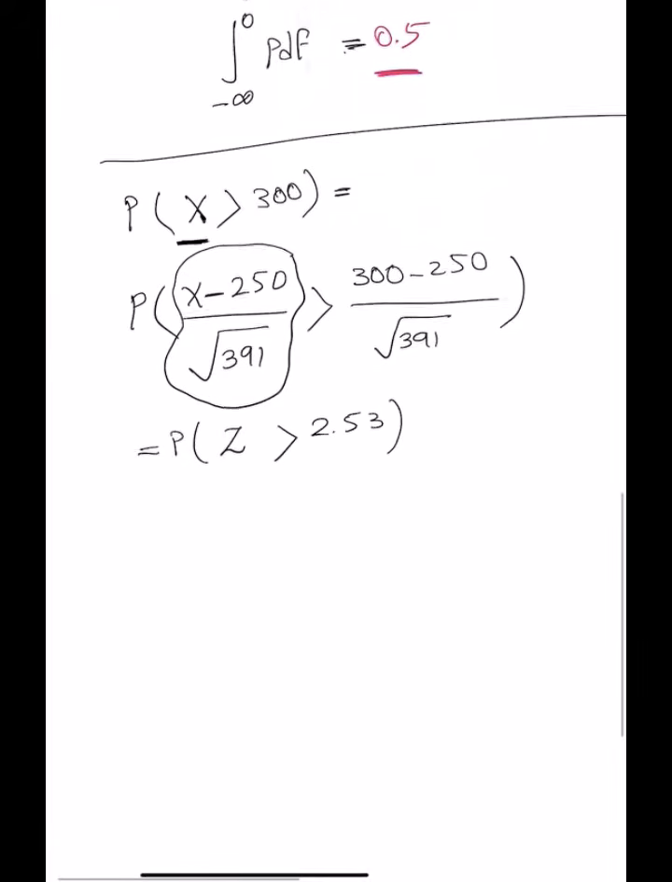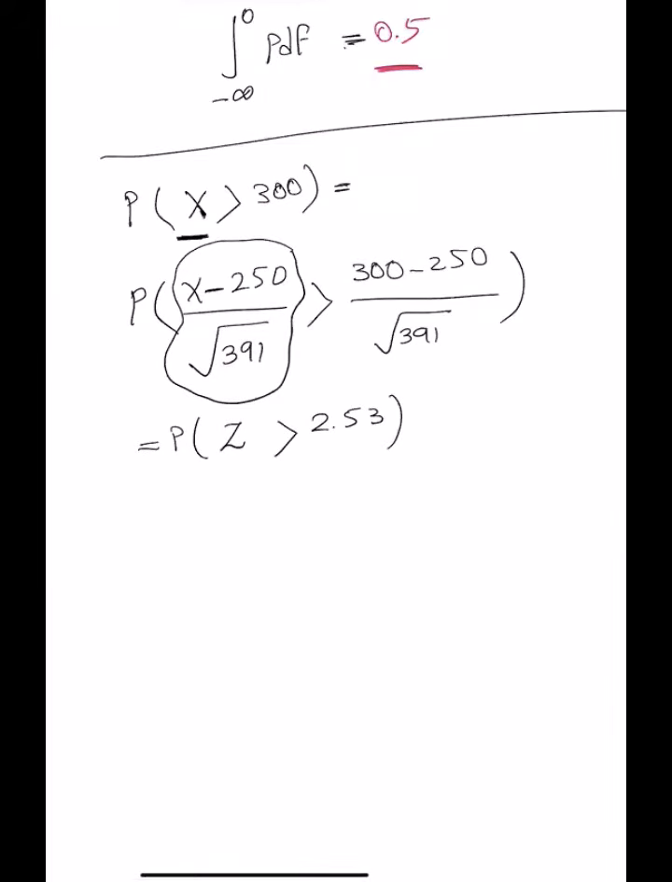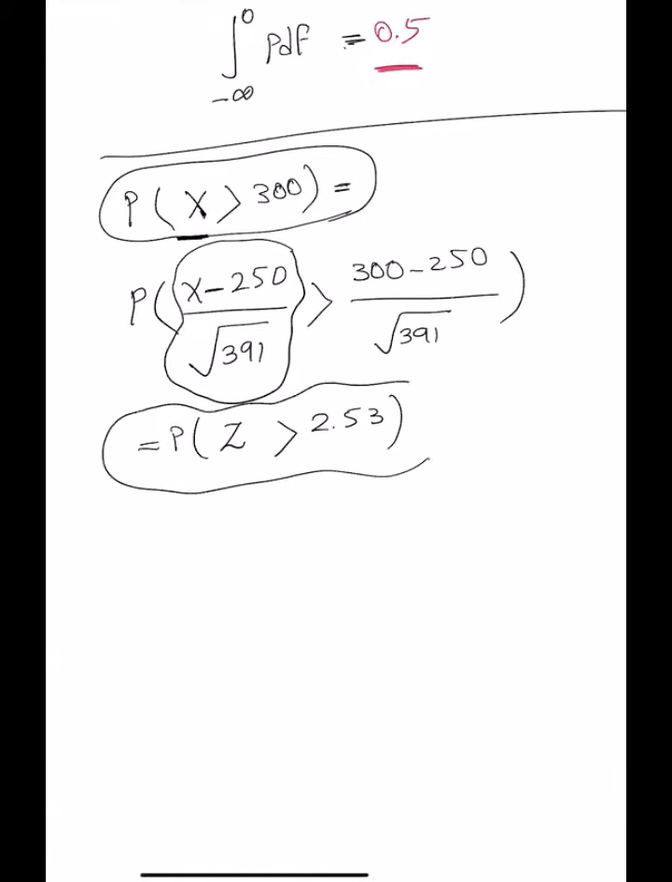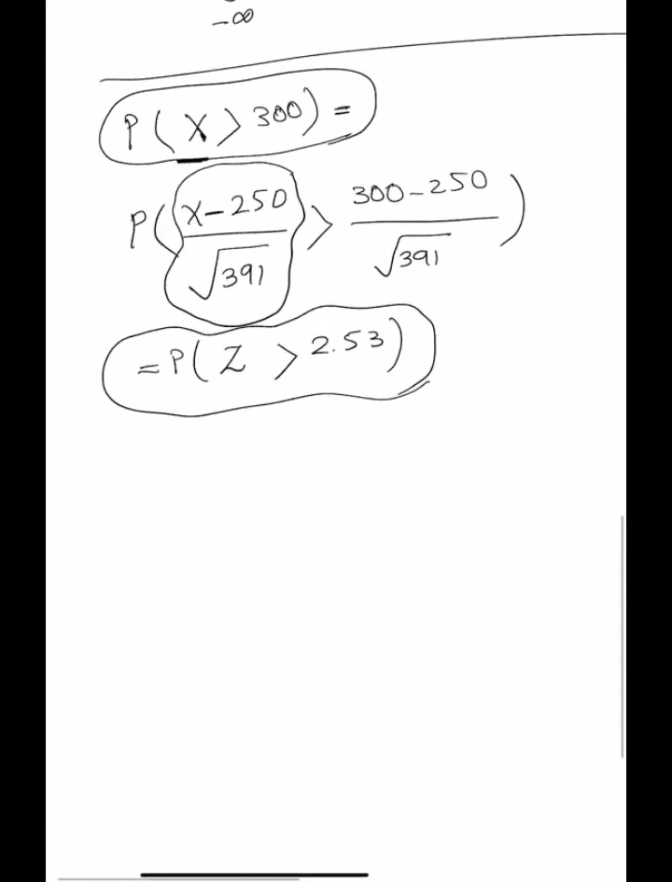Okay, so now I'm good. I transformed whatever I had in x into z. However, if I want to use the z standard table that we have, should I rewrite it in a different way to be able to use the z table? Yes. You could write it as 1 minus the probability z is less than 2.53.